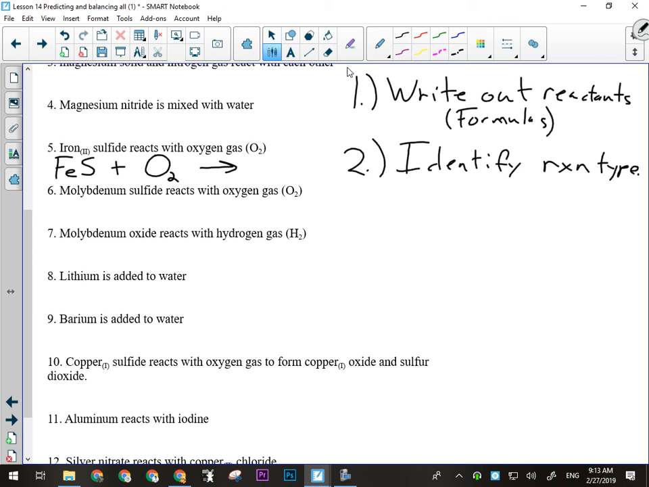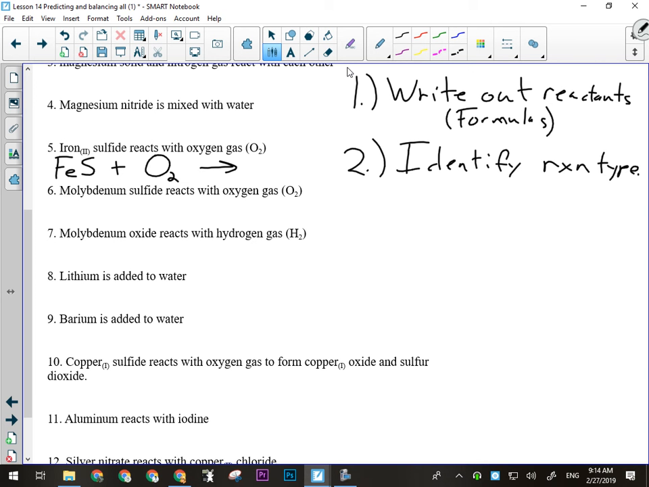In this, I've got an ionic compound reacting with an element. So what kind of reaction would that be? Okay, Laney, what kind of reaction is that? Single replacement. All right, so I've got a single replacement reaction.